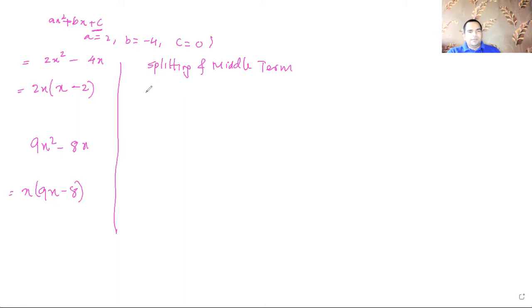So let us say now I have a quadratic, which is x squared plus 6x plus 9. When you factor out a quadratic using splitting of middle term, there are two cases. Case number 1 is where the coefficient of x squared is 1, and the second case is where the coefficient of x squared is not 1. We'll talk about both cases.